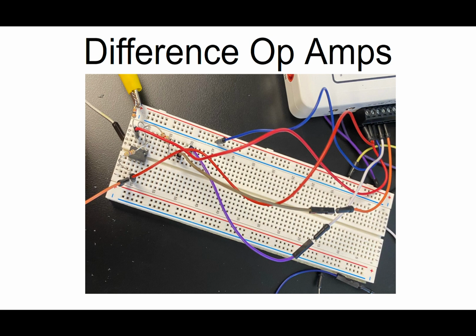This video is being recorded for Physics 306 Electronics, and the topic of discussion is difference op amps. Difference op amps take two input signals and output the difference between them. Applications of them typically include measuring small voltage changes in sensors which are in noisy environments.